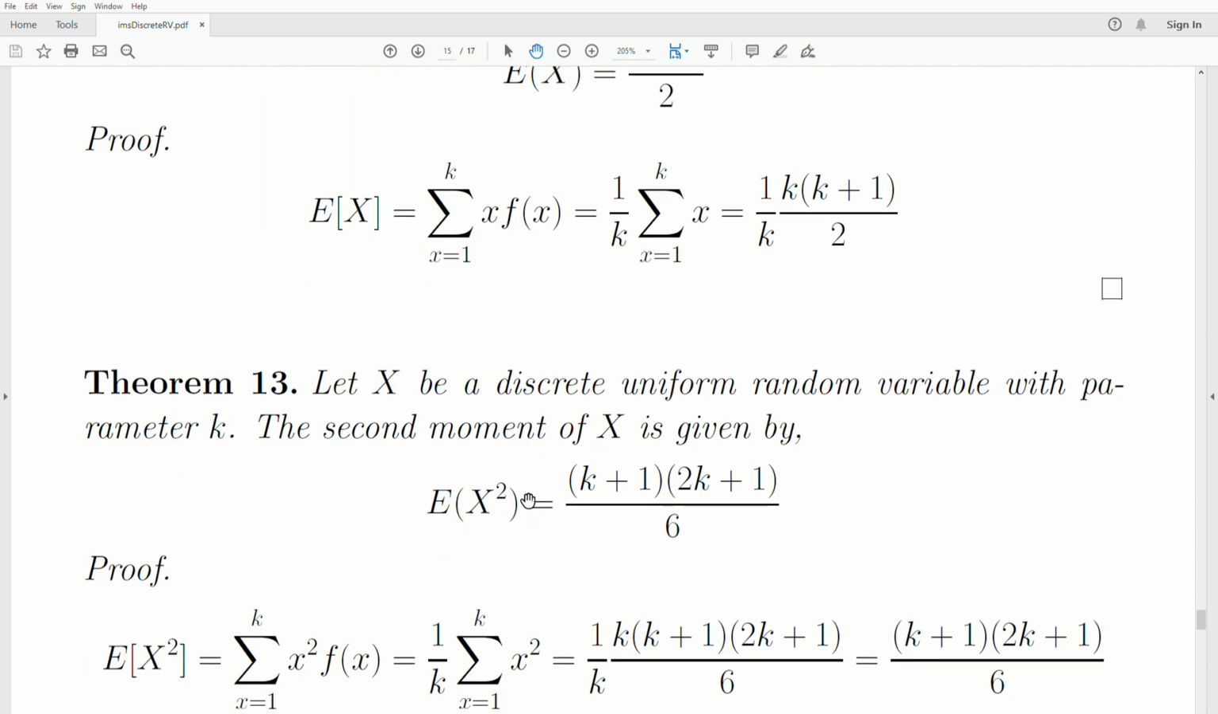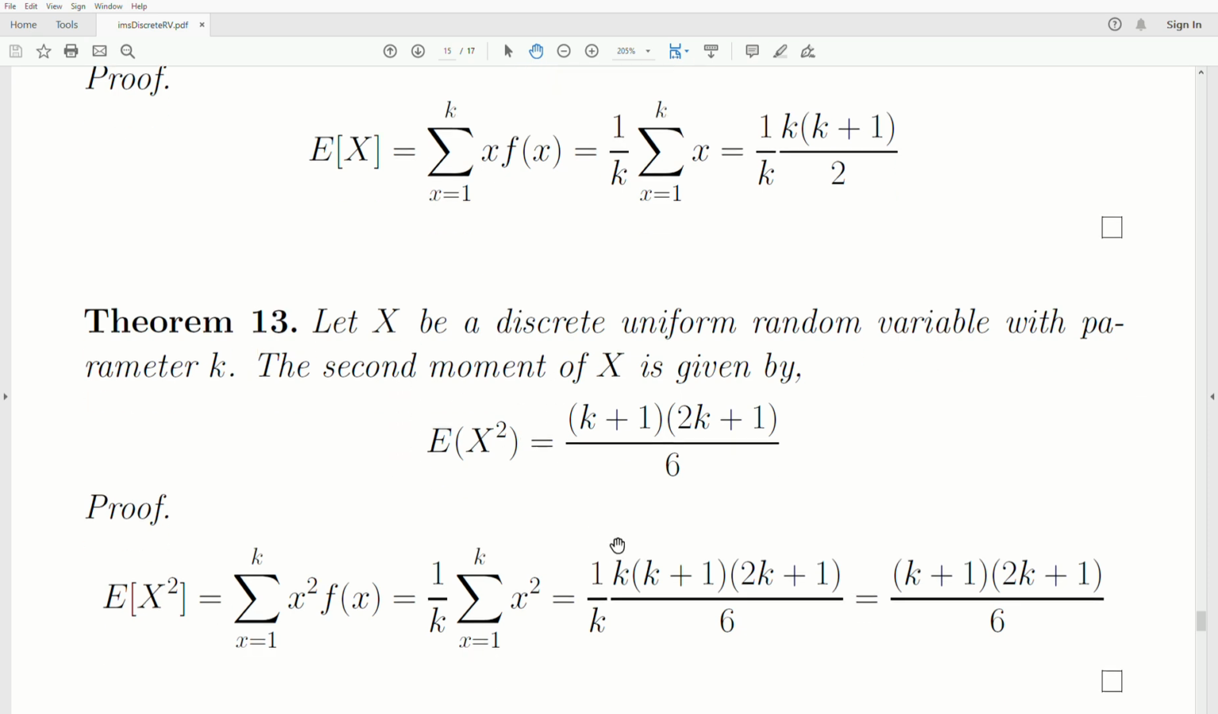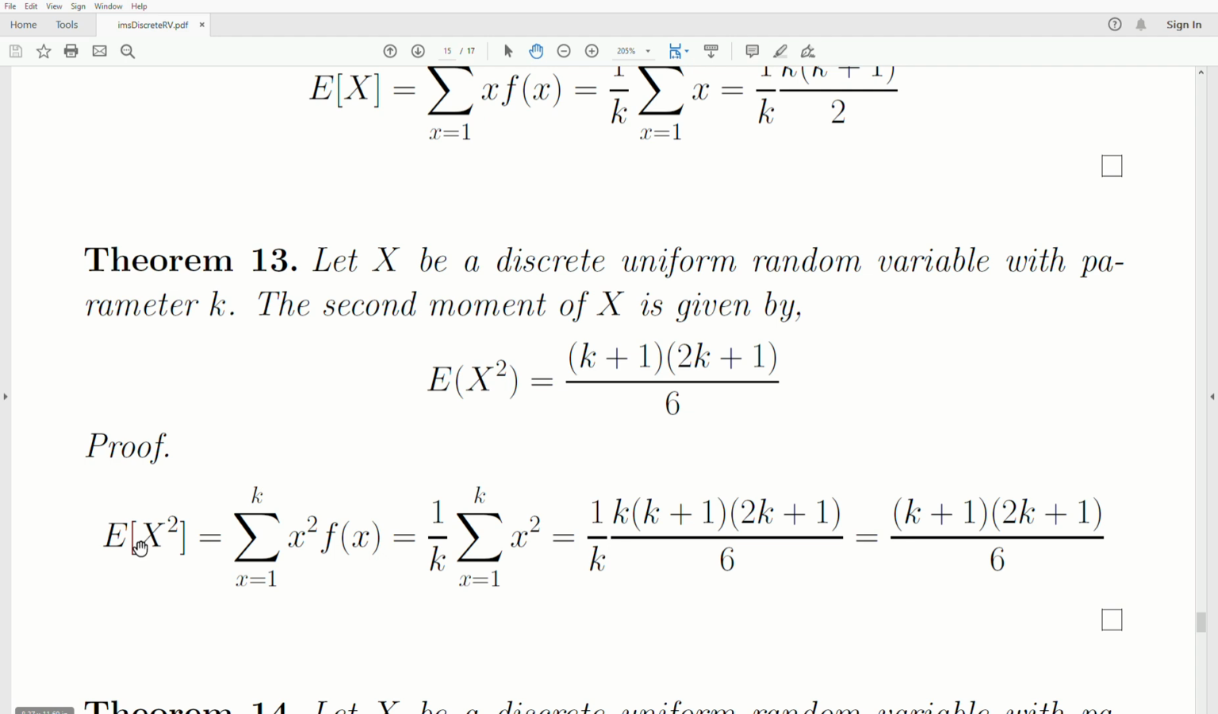Next theorem: let x be a discrete uniform random variable with parameter k. The second moment of x is given by this: (k plus 1) times (2k plus 1) over 6. And let's prove it. The expected value of x squared, or the second moment of x, is you take that value times the density, summed over all possible values.